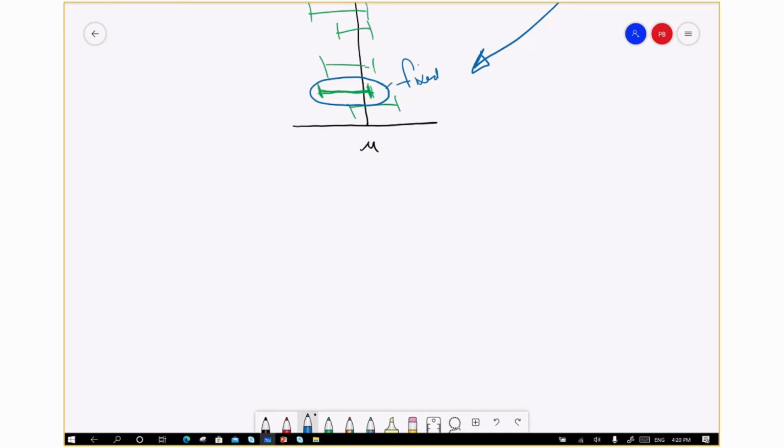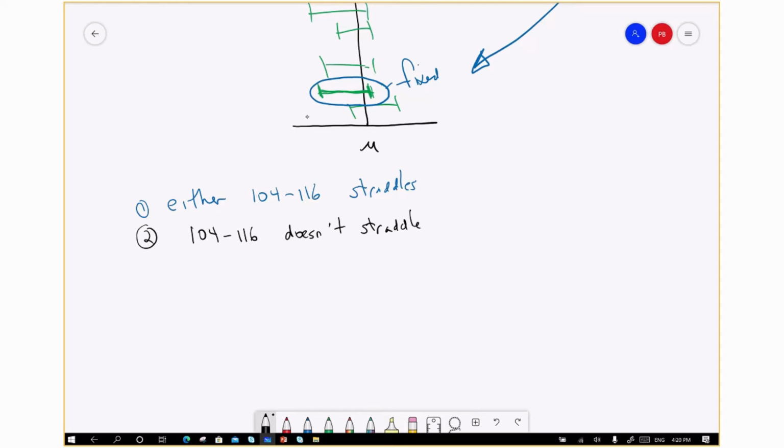Well, what we can say is that either one of two things has happened. Either 1, 104 to 116 straddles the true mean, or 2, 104 to 116 doesn't straddle the true mean. Just like our coin lying on the floor. It's now one of those two things.